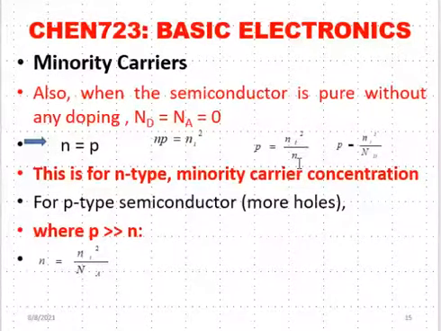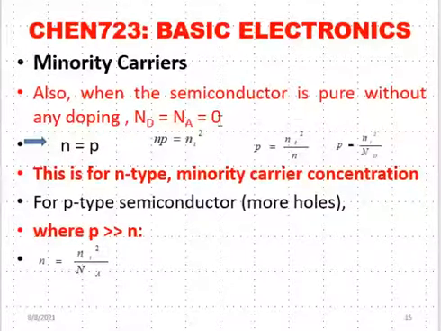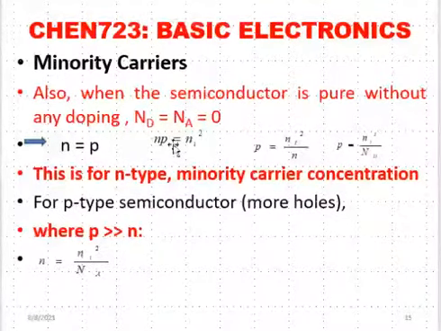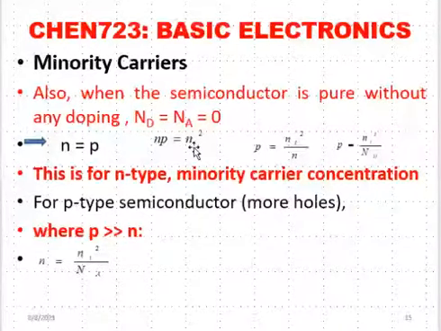In any semiconductor where your donor, that is group 5 impurity, is equal to your acceptor, that is group 3 impurity, it means that semiconductor is pure. You didn't introduce either group 5 or group 3. In this case, you find that the number of electrons is equal to the number of holes, and this formula, np equals ni squared, where n is the number of electrons and p the number of holes.